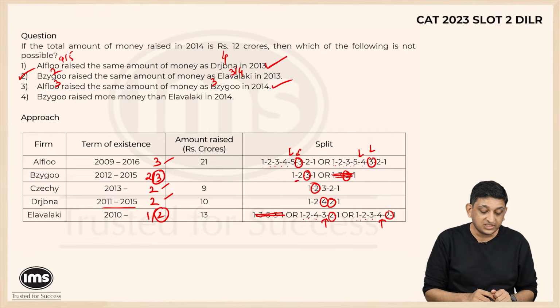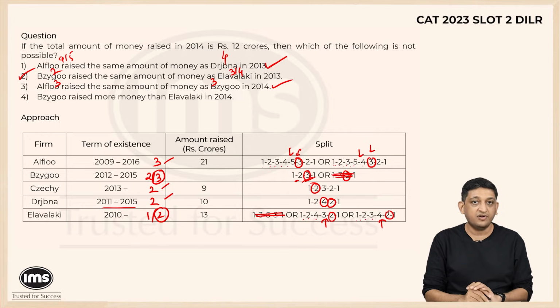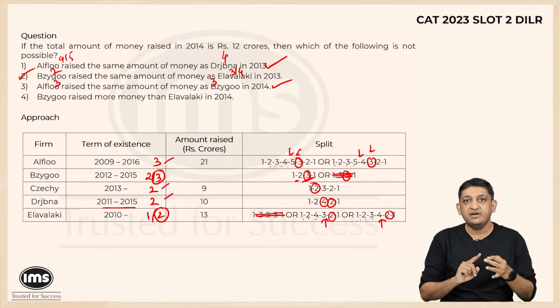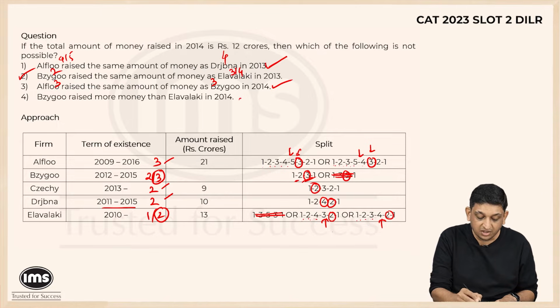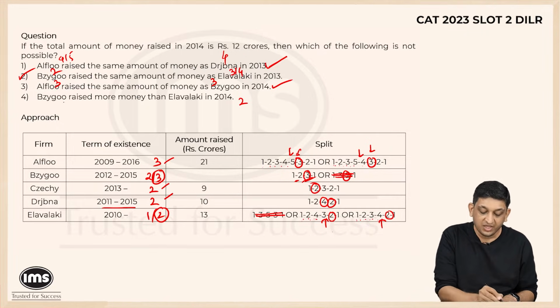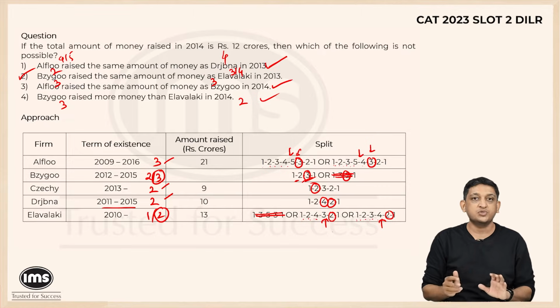Similarly, if you look at the fourth statement, B raised more money than E in 2014. So what would B have done in 2014? B would have earned 3 crores in the year 2014 as we have already seen. In terms of E, what happened in 2014? 10, 11, 12, 13, 14, fifth year of existence. So I know that 1, 2, 4, 3, 2, so it would have been either 2, or 1, 2, 3, 4, 2. Again, it would have been 2. So we know that B is equal to 3, E is equal to 2. Is 3 greater than 2? Yes. So statement 4 is also correct.